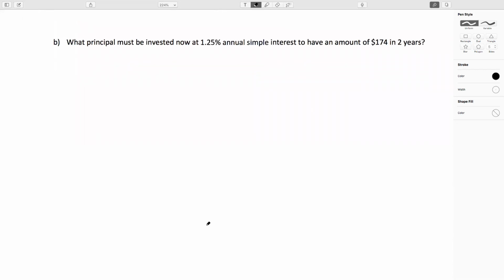What principal must be invested now at 1.25% annual simple interest to have an amount of $174 in 2 years? Okay, so let's write out what we know. 1.25% is our annual interest rate. So R equals 0.0125. We have an amount of 174. Your textbook uses the word amount. I really dislike this. I will call this the future value, because that's the proper terminology.